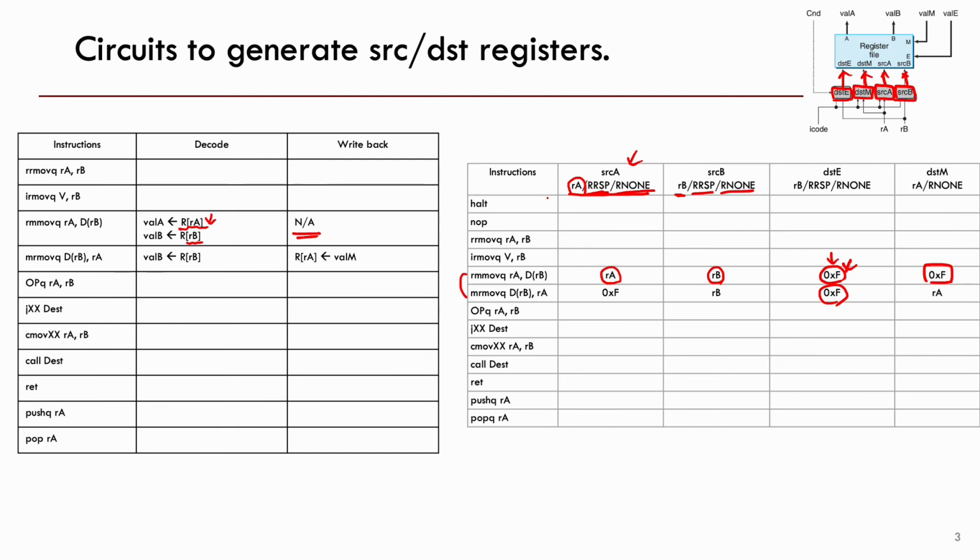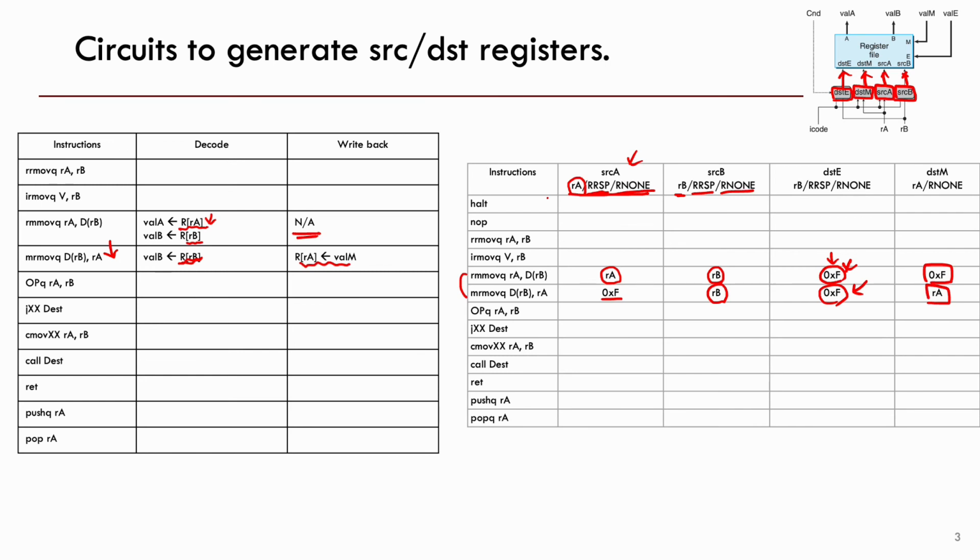And then for the mrmovq instruction, since we just need to read the value of register RB, we output RB, but since we don't need to read RA, we just output F. And then for the write back stage, we are not going to write value E to the register file, so we put F for dest E. But we are going to write value M to the register RA, so we need to output RA.